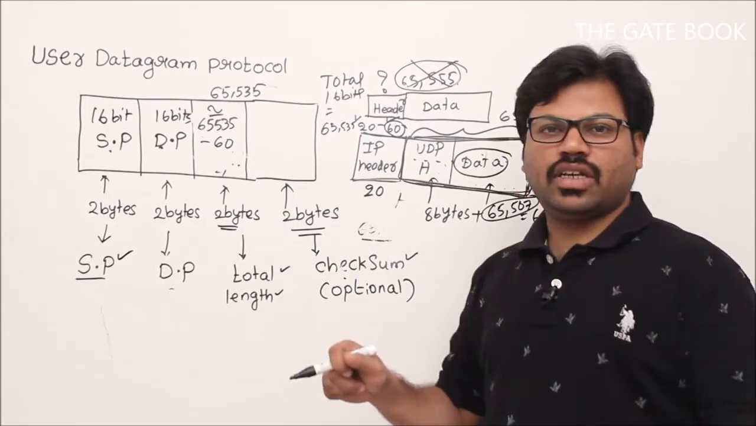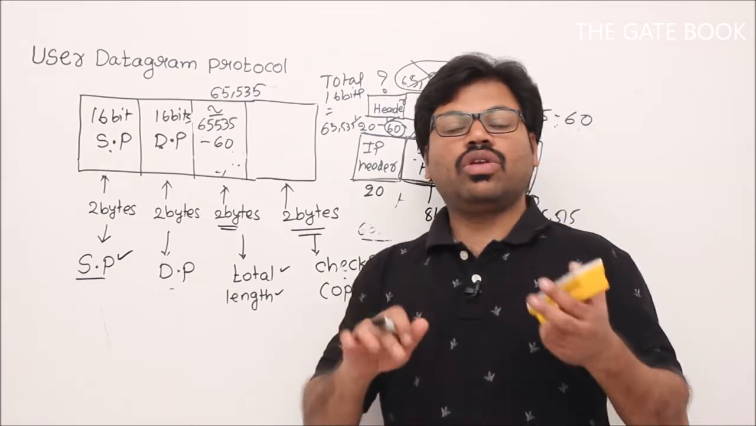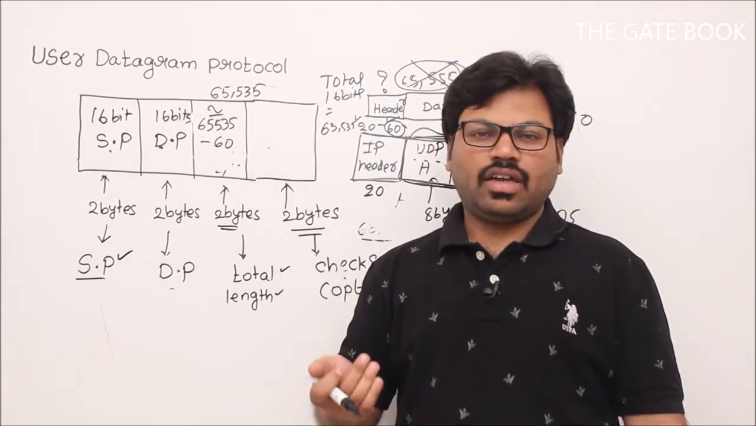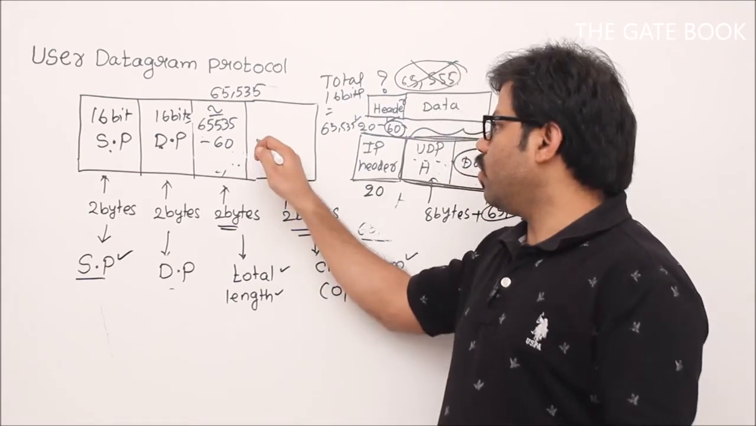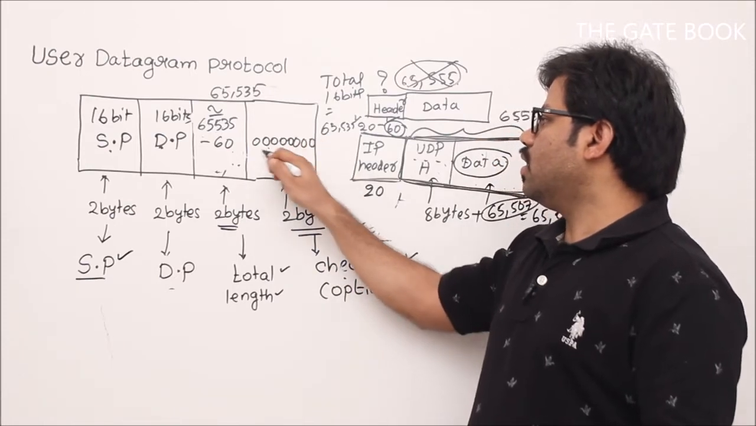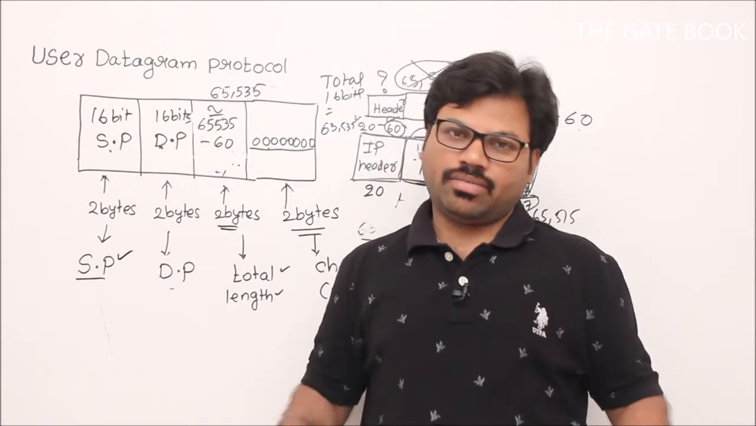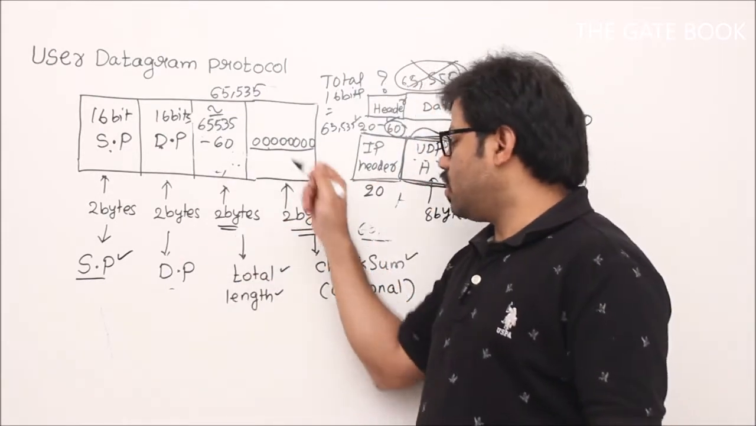It is not compulsory. Sir, but how will the receiver know? That means, how will the receiver's UDP know that this checksum is optional, and that we have to skip it? Simple. For that we write all zeros. Whenever this checksum is all zeros, that means there is no checksum. That means we are not calculating it. Understand? Now we'll see some more details about this checksum.